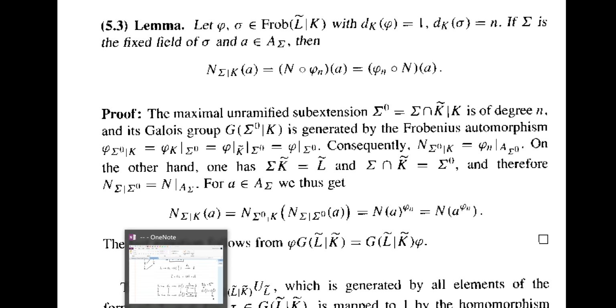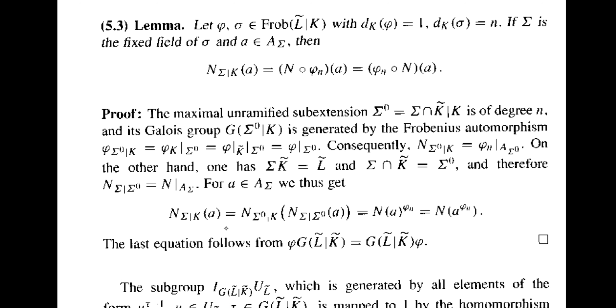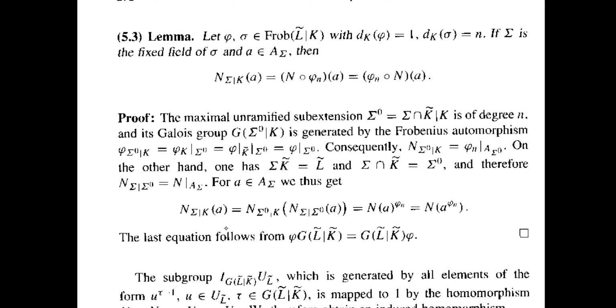So now we look at this lemma again, because last time the notation was not very clear. So phi, sigma are elements of the semigroup. This is a semigroup because we define it to be those elements with positive valuation, but to form a group you have to include all the negative valuations and the zero valuation also. So let's take Frobenius sigma in this semigroup such that Frobenius has image 1 under D, and we just recall what D is.